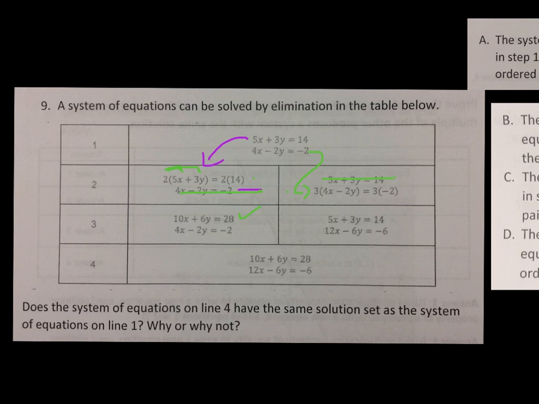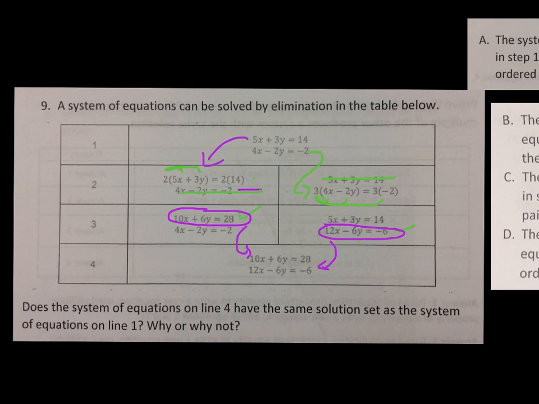Down at the bottom here, they did 3 times 4x is 12x, 3 times negative 2y is negative 6y, and 3 times negative 2 is negative 6. So again, the bottom one checks out. Well, what they ended up doing is they took this equation and this equation and they put them right here.